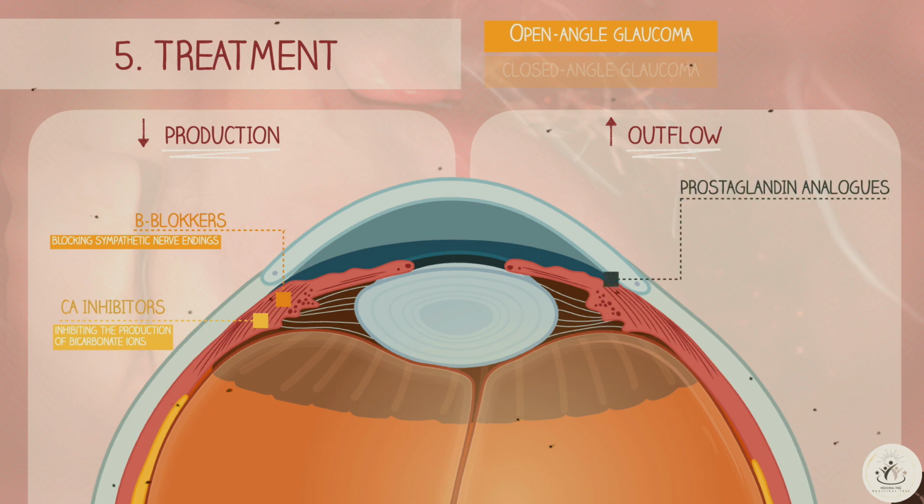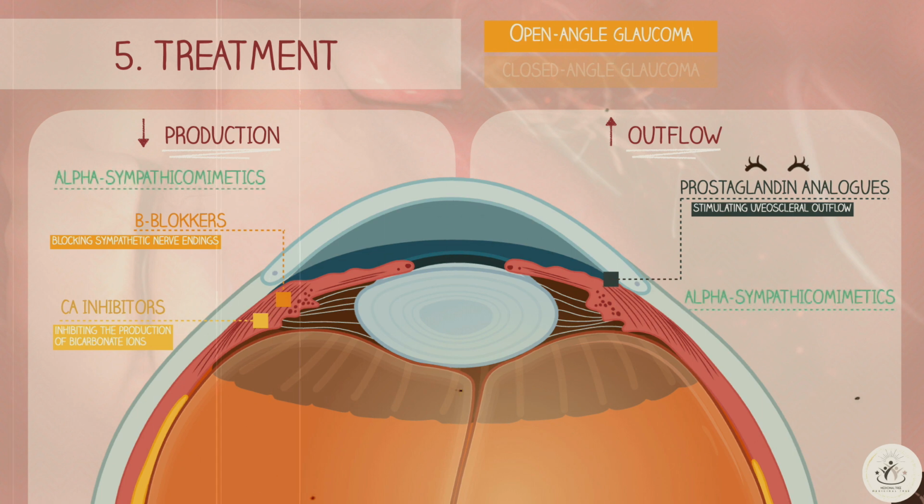On the contrary, prostaglandin analogs enhance outflow by stimulating uveoscleral outflow. An interesting but unintended effect is the promotion of longer, darker upper eyelashes, which is why prostaglandin analogs have been remarketed as eyelash growth serums. Additionally, alpha-sympathomimetics serve to both decrease production and increase outflow.